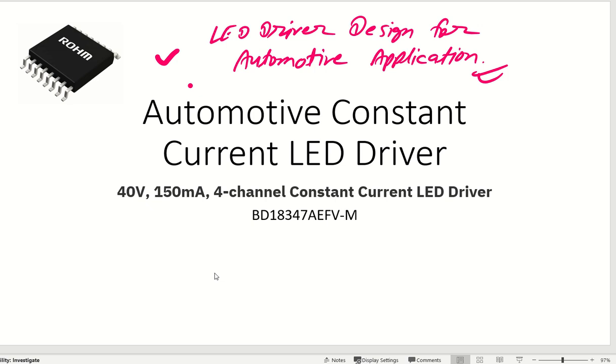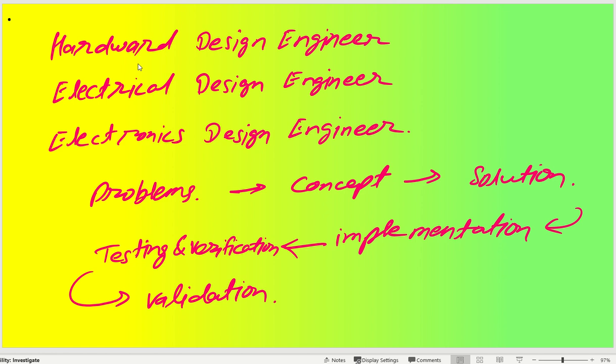What is the main agenda for these particular applications? The concepts will help you understand what a hardware design engineer is, and how you can become a very good hardware design, electrical design or electronics design engineer. So the first thing we do is try to identify what the problem is.